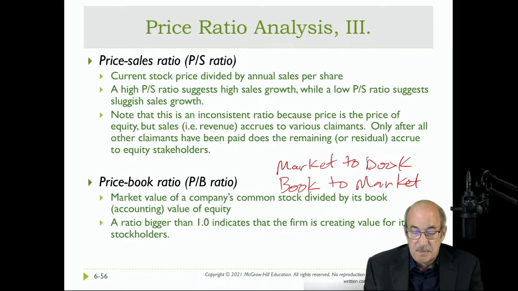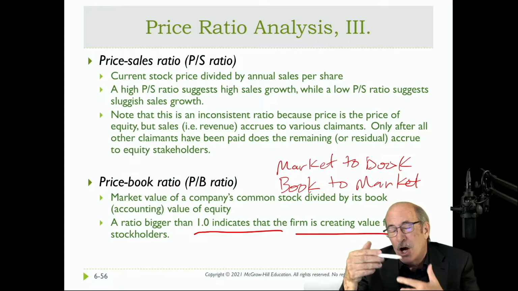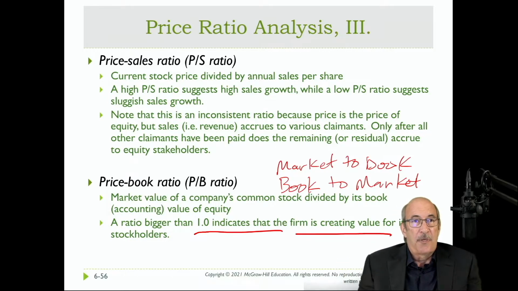And again, ratios bigger than 1 suggest that the firm is creating value, but not always, right? Because we know that the book value of equity is a historical measure of what was invested in the company initially. And depending upon how old that company is, it may or may not have any relationship to the true value that was invested or the value that it's worth today. So, still be careful with price to book as well.